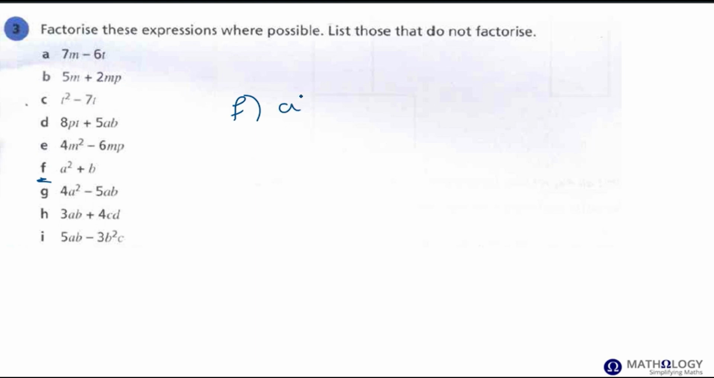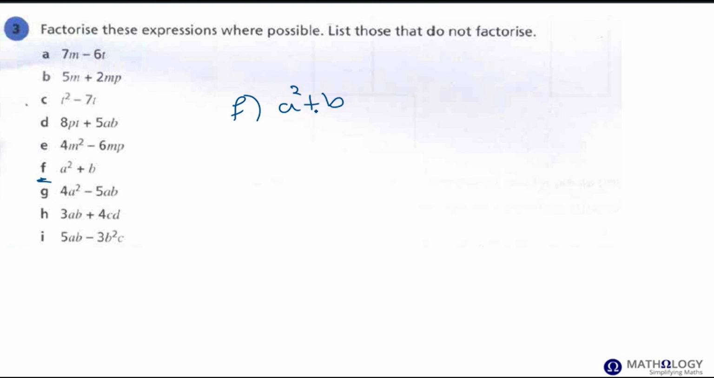To factorize a squared plus b. Now, there are no common factors here, right? a squared is a times a, b is b times 1. There is no common factor other than 1. There is no common factor between a squared and b.